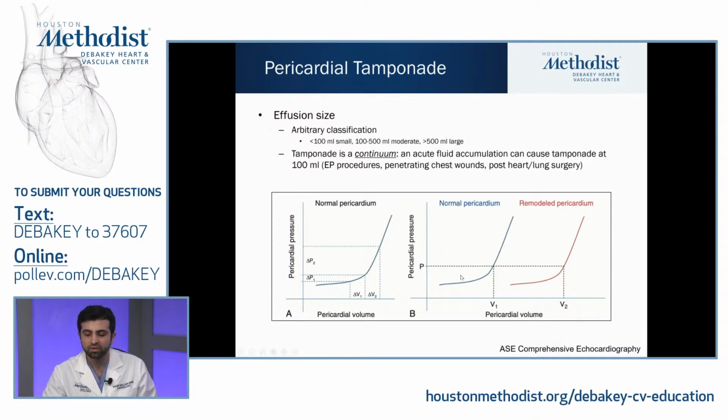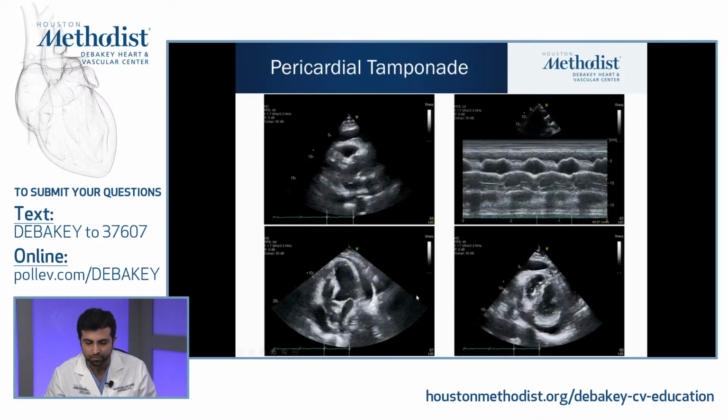This is manifested with this compliance curve as we compare the volume of the pericardial fluid to the pressure of the pericardial fluid. As you shift this curve to the right, relatively significant changes in pericardial volume won't exert as much of a change in pericardial pressure.